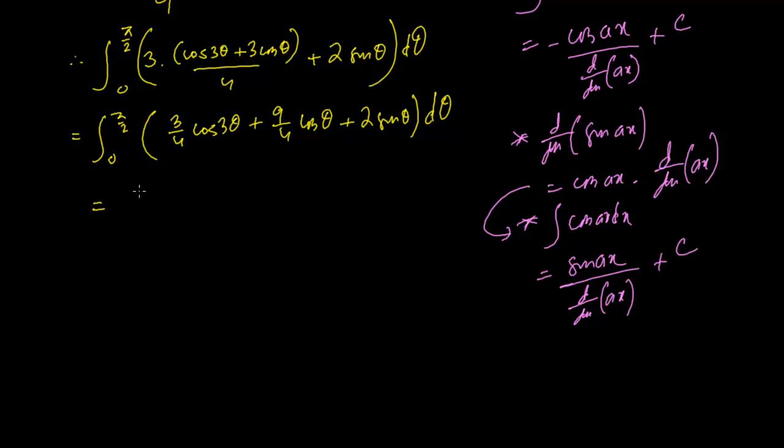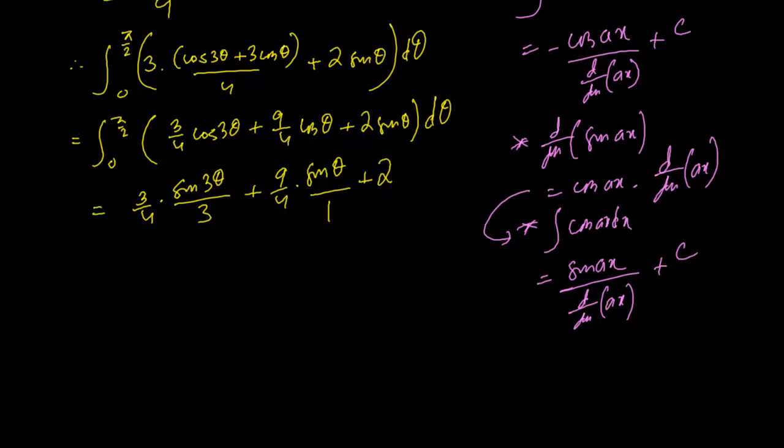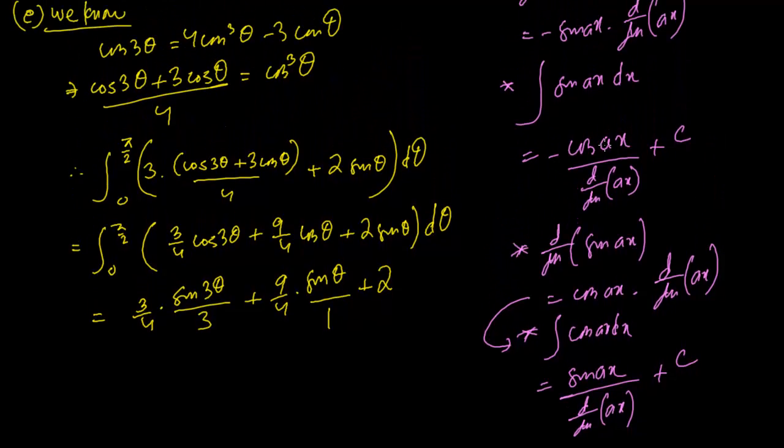So this is going to be 3 by 4 cos 3 theta, integral is going to be sin 3 theta divided by this derivative, which is 3, plus 9 by 4 cos theta is going to be sin theta divided by this angle derivative, which is 1, plus 2 sin theta. So as we know, the integral of sin theta is going to be minus, by the fundamental rule of calculus. So this is going to be minus cos theta, and the angle derivative is 1, and we don't have to write plus c because we have a limit. So 0 to pi by 2.